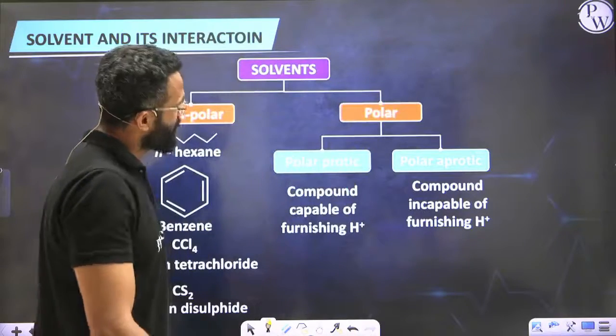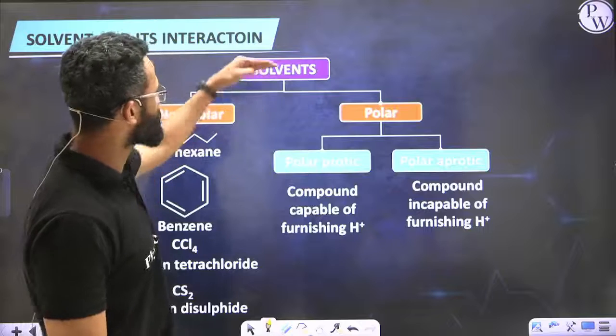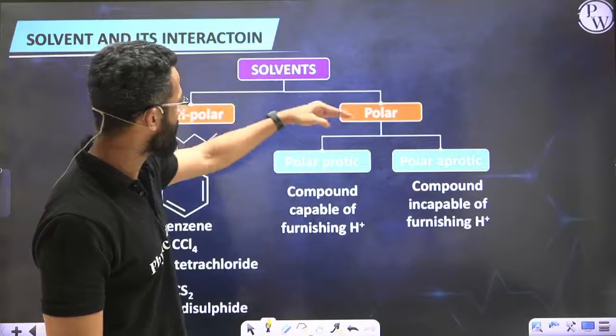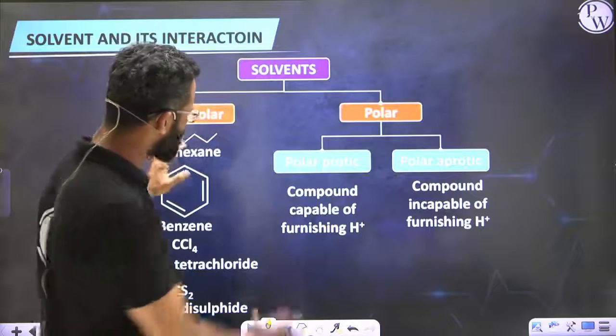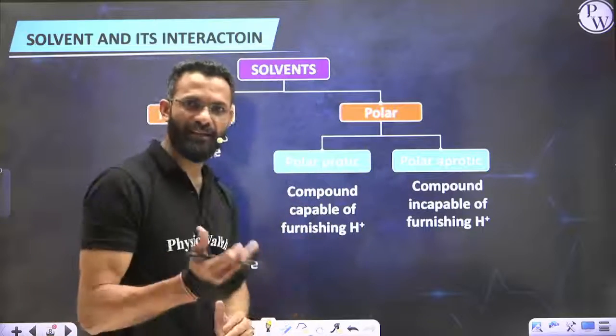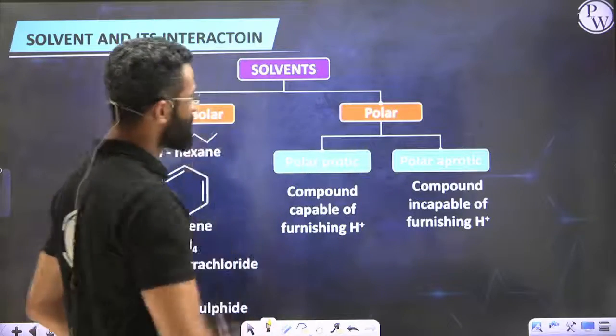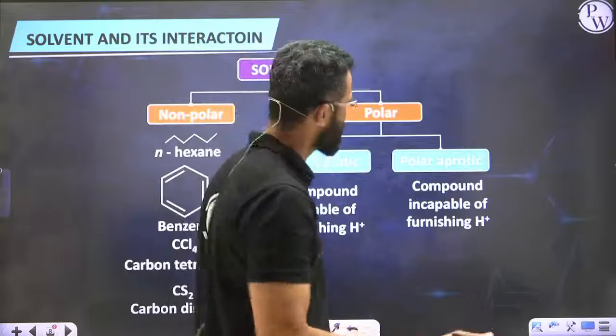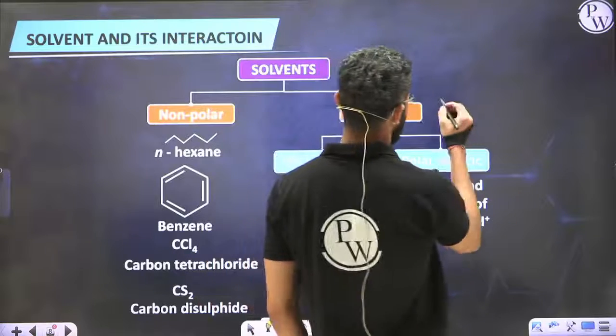Well, primarily we classify solvents into two categories, polar and non-polar. Don't read everything that you see on your screen. Let us understand stepwise first what are polar solvents. Let me take the best example. Let's say water I have got.